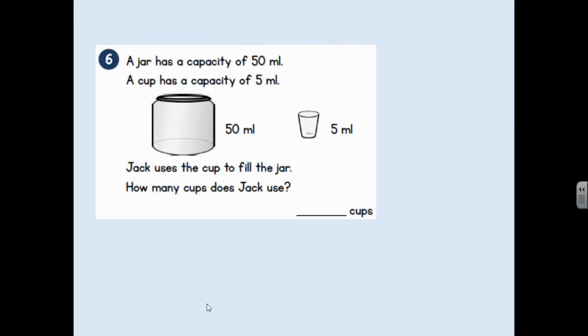Right, question number 6. A jar has a capacity of 50 ml or milliliters. A cup has a capacity of 5 ml. So you've got a jar here which is 50 ml, a cup which is 5 ml. Now Jack uses the cup to fill the jar. How many cups does Jack use? Write down your answer there.